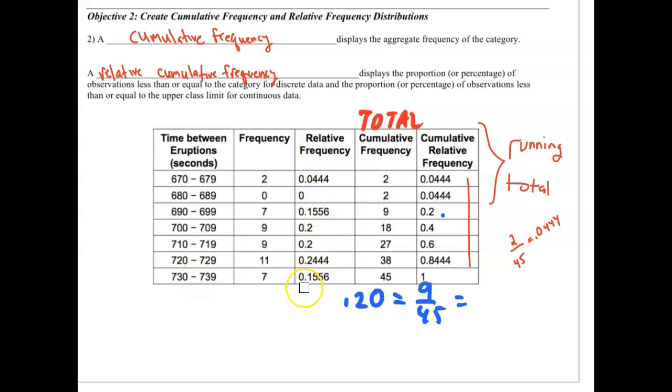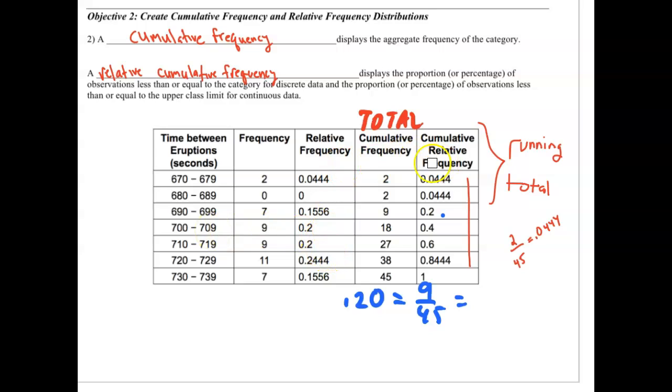And then the relative frequency is these numbers as a percentage of the total. You can see here there were 45 total values. Notice this number 0.20 is 9 divided by 45. So 20% of the time we had eruptions between 700 and 709 seconds.